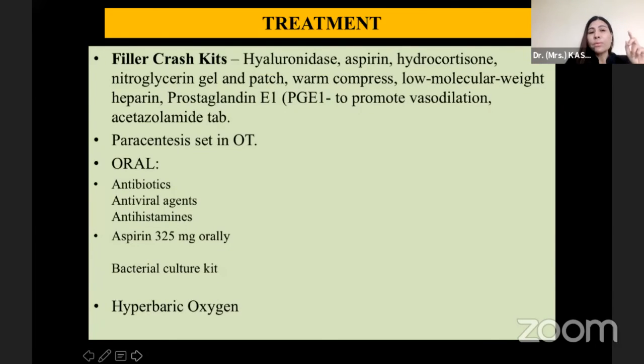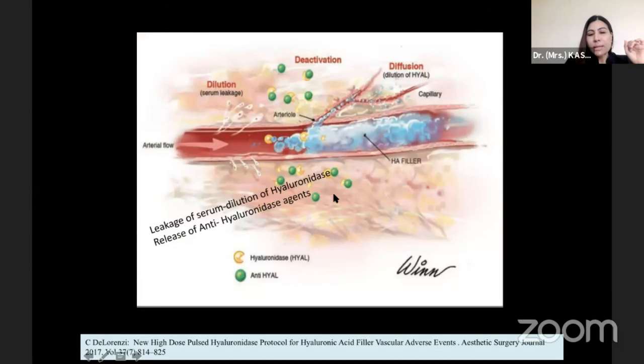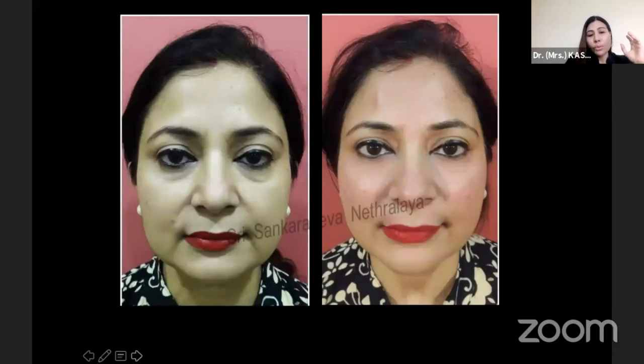So you need to have a filler cash kit. You need to have everything with you when you start any procedure, and you should know the concept of Hyal flooding. Why do we say the concept of Hyal flooding in a case of vascular complication? Because when the filler goes and touches the blood vessel, it releases some anti-Hyal substances because of so much release of anti-inflammatory mediators. So you need the Hyal to overcome this anti-Hyal substance, and also to overcome the filler. And this is what I mean to show. This is the anti-Hyal substance that is being injected with the filler, causing injury to the blood vessel. So you need to counter both.